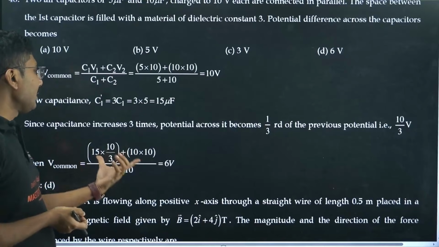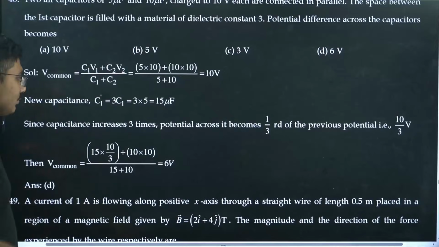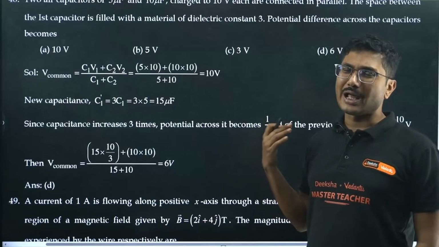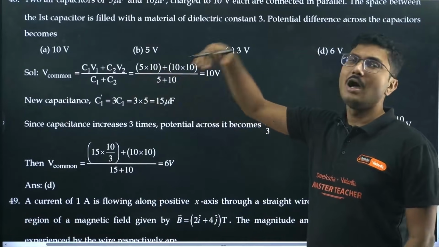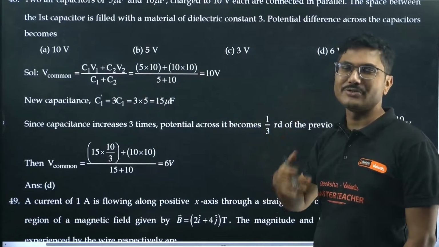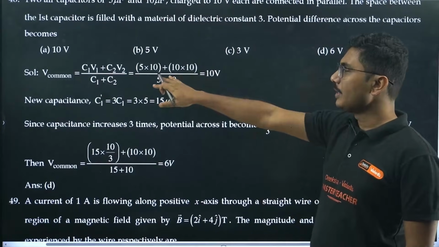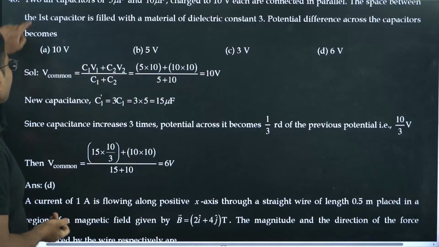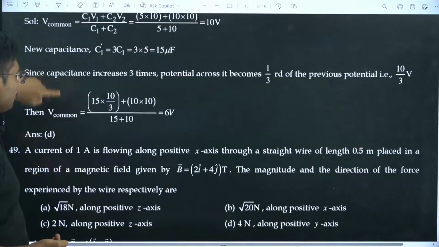Then you can use the common potential formula, (C1V1 plus C2V2) by (C1 plus C2). This is a shortcut formula. Otherwise, you have to calculate the charge, calculate the equivalent capacitance, and then solve it. That will take some time, but this is a shortcut formula for common potential. In the first case you don't need to calculate it, because both capacitors are charged using the same voltage, so both of them will have the same voltage. They are connected in parallel, and in a parallel combination this is the shortcut formula to calculate the common potential: (C1V1 plus C2V2) divided by (C1 plus C2). Remember that formula.